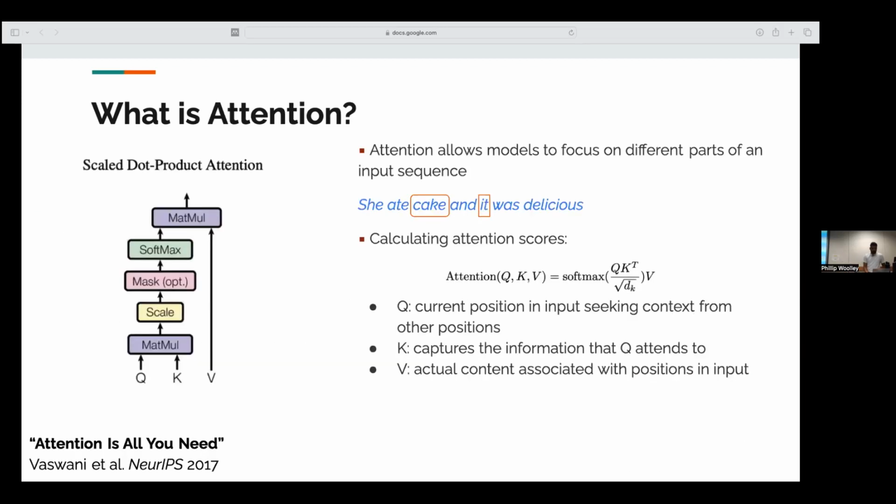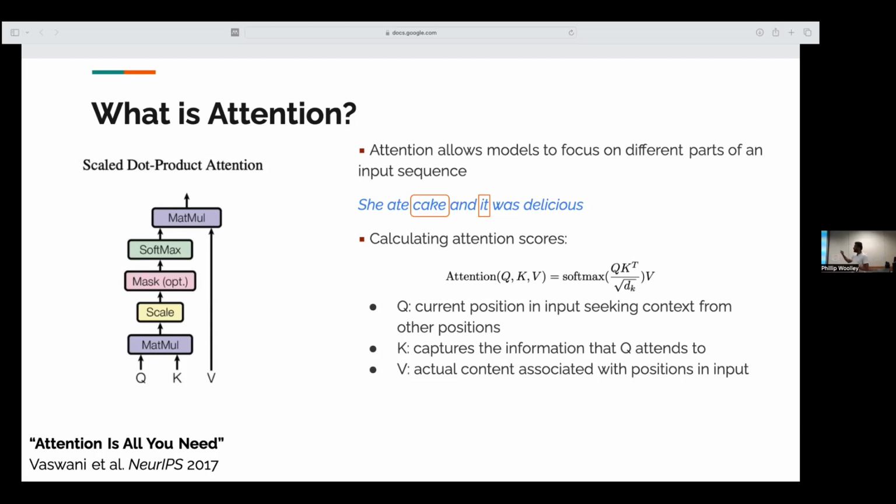So let's see what attention is. Attention allows the model to focus on different parts of the input sequence. Attention will help the model realize that the word "it" here is used in the context of the word "cake" in this sentence. So how do you do it? For attention, you need three different things. First you have input embeddings for all of your words, and using those input embeddings, you calculate three different things for each word in your sentence.